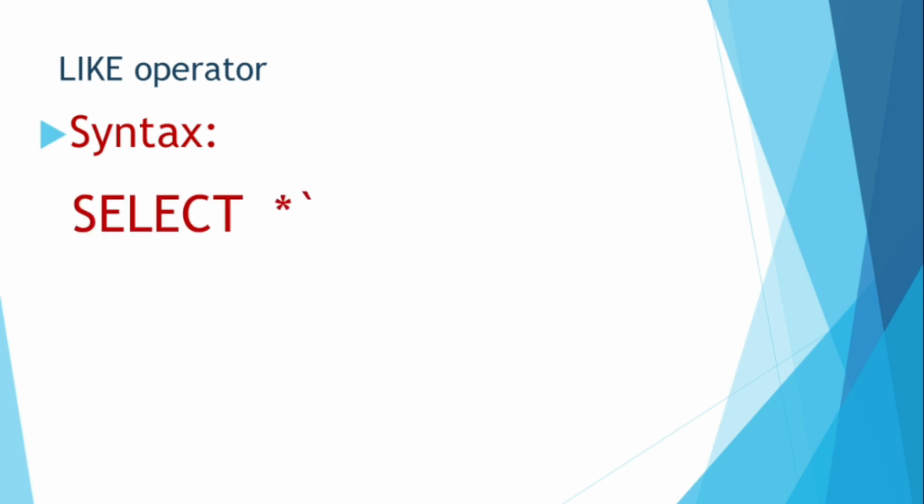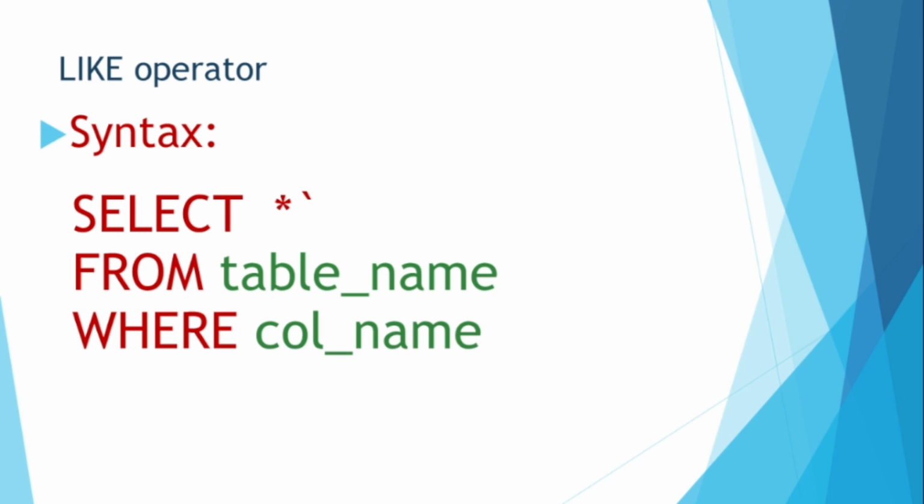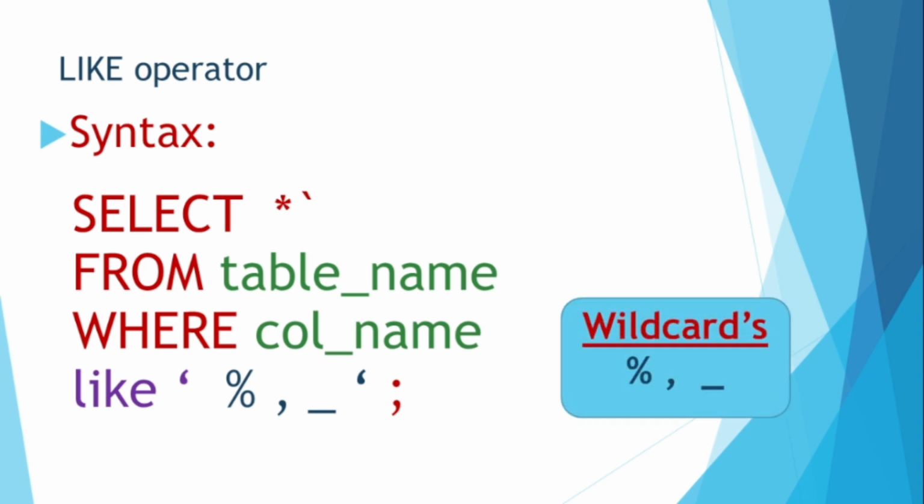First we have to use the SELECT command. SELECT star is the first part, then the second part is FROM table name, then the third part is WHERE and the selected column name. Finally, the LIKE operator has to come. After the LIKE operator, it's a very important thing, we have to use single quotes. Inside the single quotes, we use two special symbols called wildcard characters: one is percent, another one is underscore. By using these two symbols, we are going to find strings.